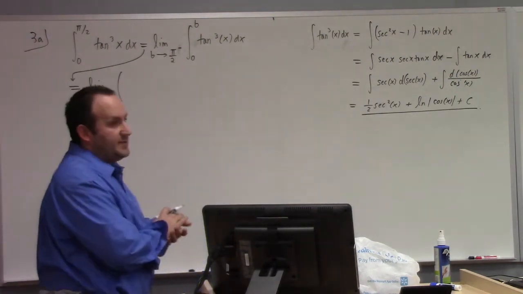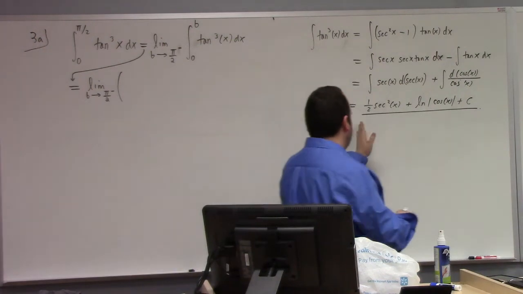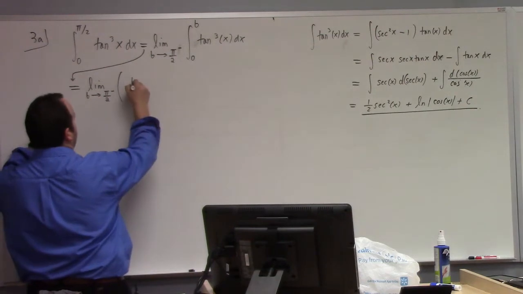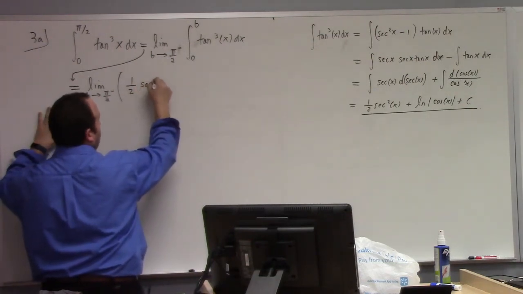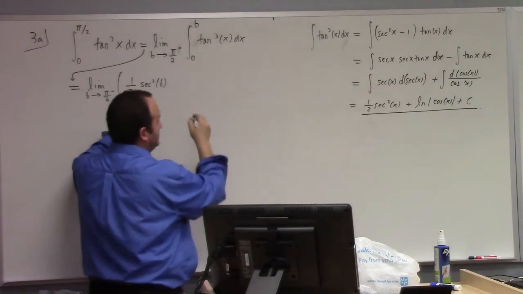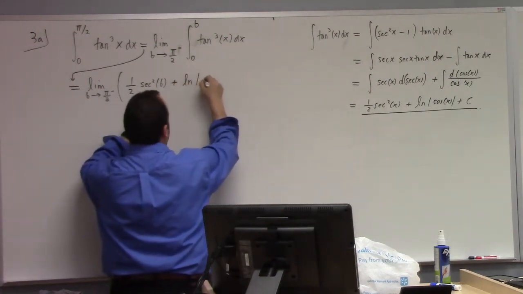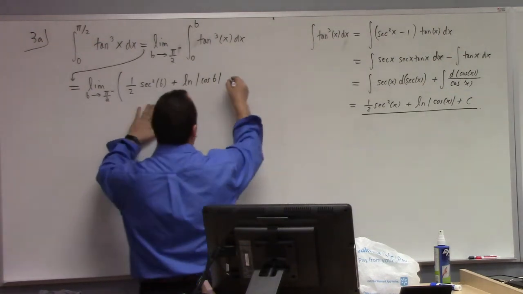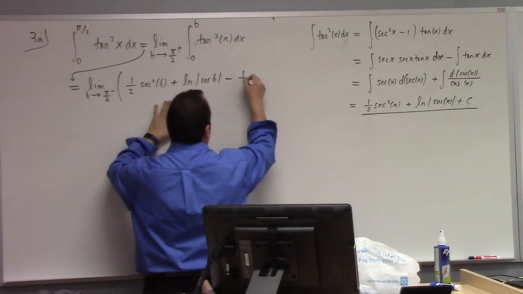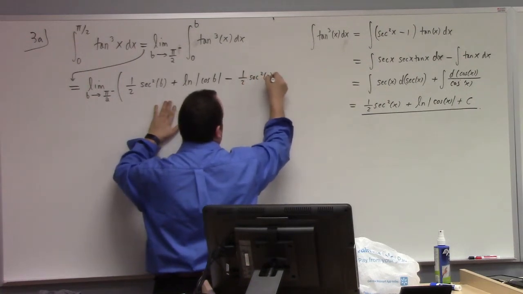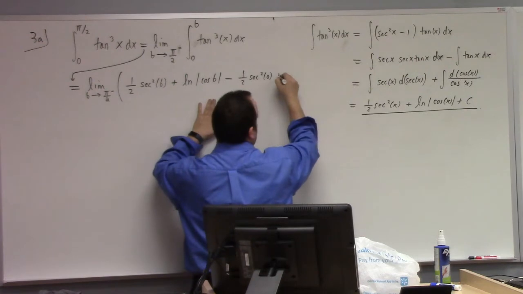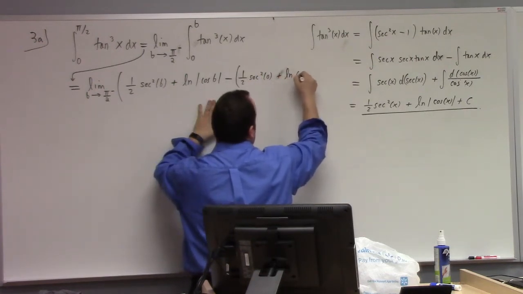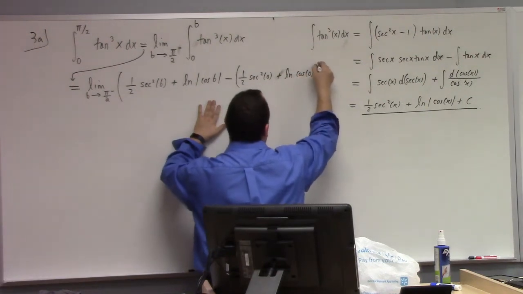So now I'm going to use the fundamental theorem of calculus part 2 to simplify this, right? So we have 1/2 secant squared b plus the natural log of the absolute value of cosine of b, and then minus 1/2 secant squared of 0. I'll put some parentheses here, plus the natural log of the cosine of 0. I don't need absolute values because cosine of 0 is 1.